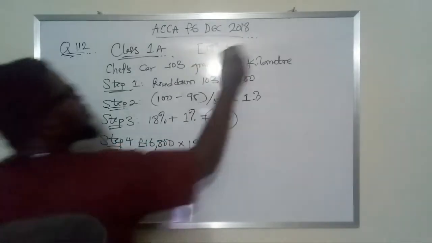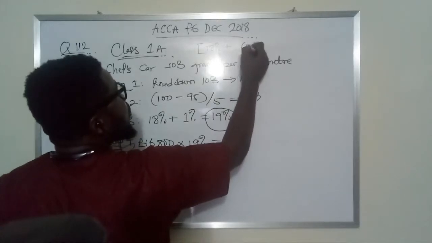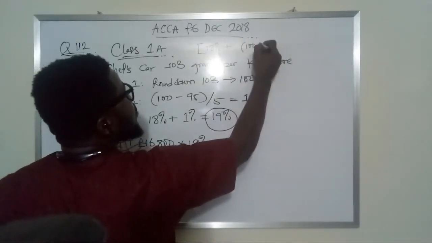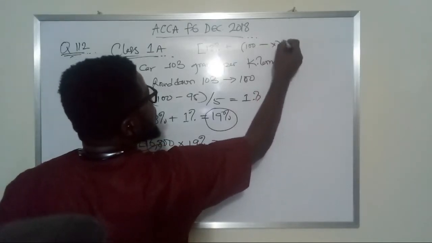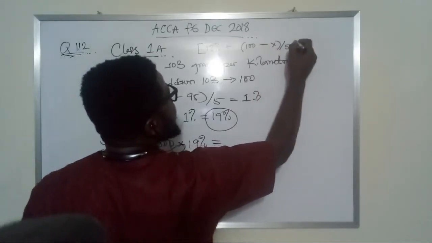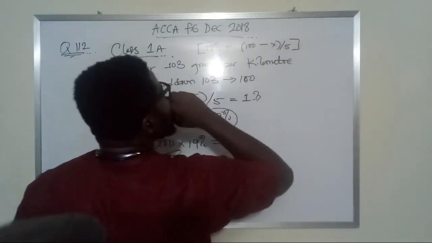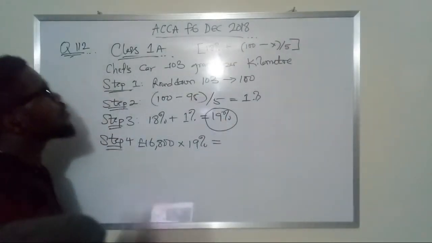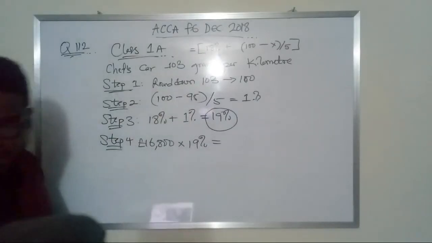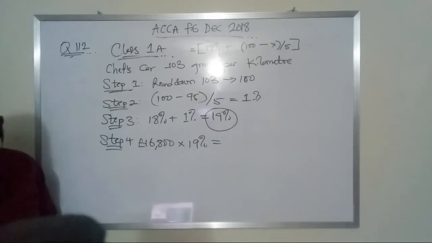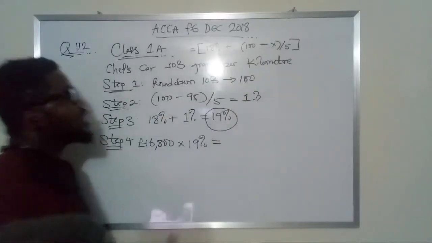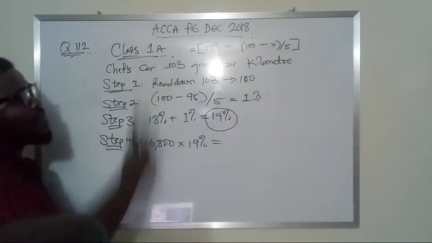Plus 100 minus x, divided by 5. This is the formula for calculating car benefits. So X is the rounded down value.